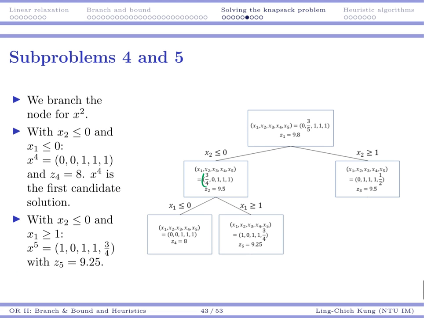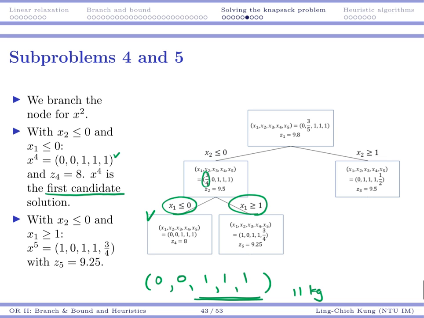So here, given that x1 is fractional, we may say x1 is less than or equal to 0 and x1 is greater than or equal to 1. So then for this particular subproblem, now we have 2 variables fixed. x1 must be 0 and x2 also must be 0. So you probably may convince yourself that then you have 11 kilograms to serve the last 3 items. You're going to take all of them because you have the capacity to do that. That's going to be an integer solution, and that's your first candidate solution.